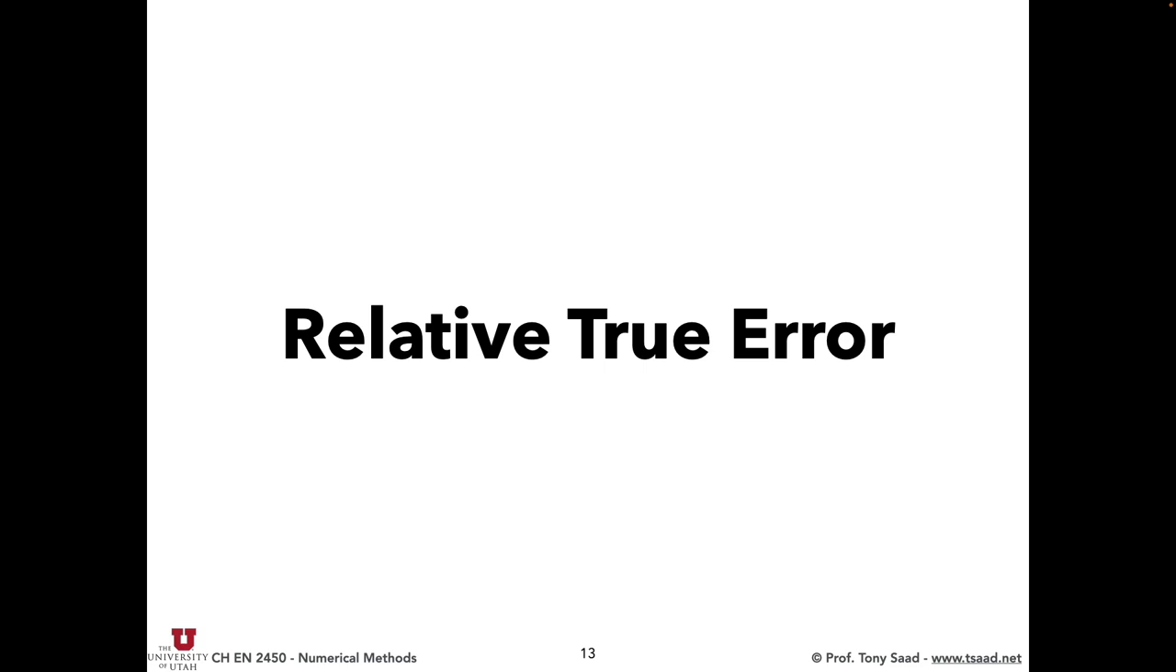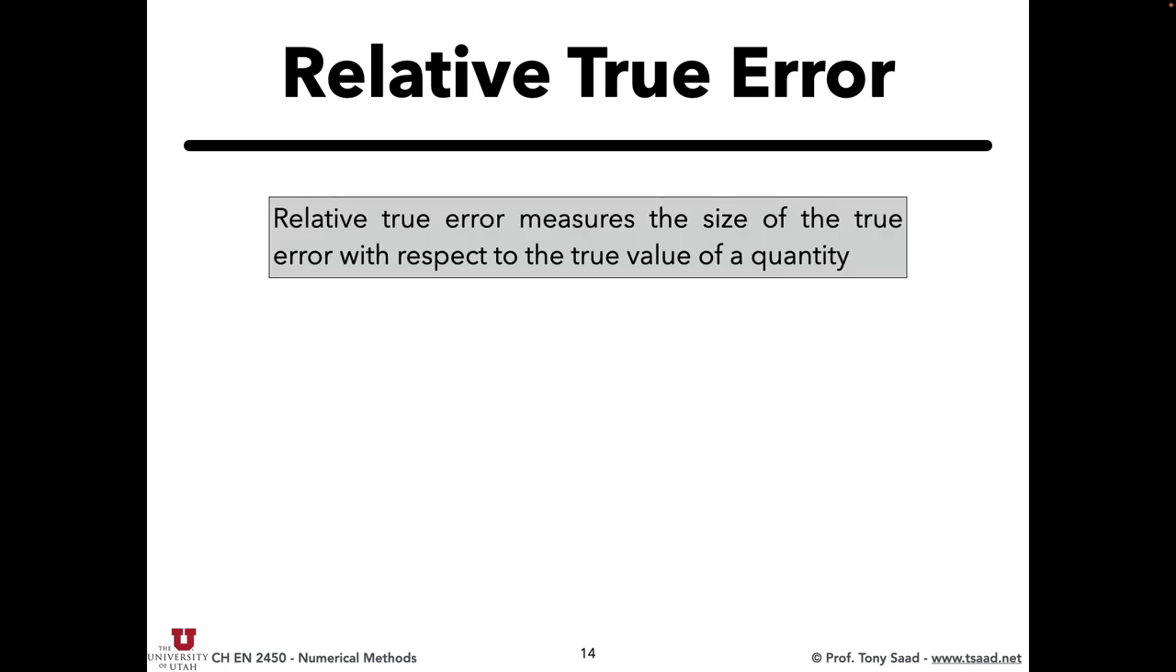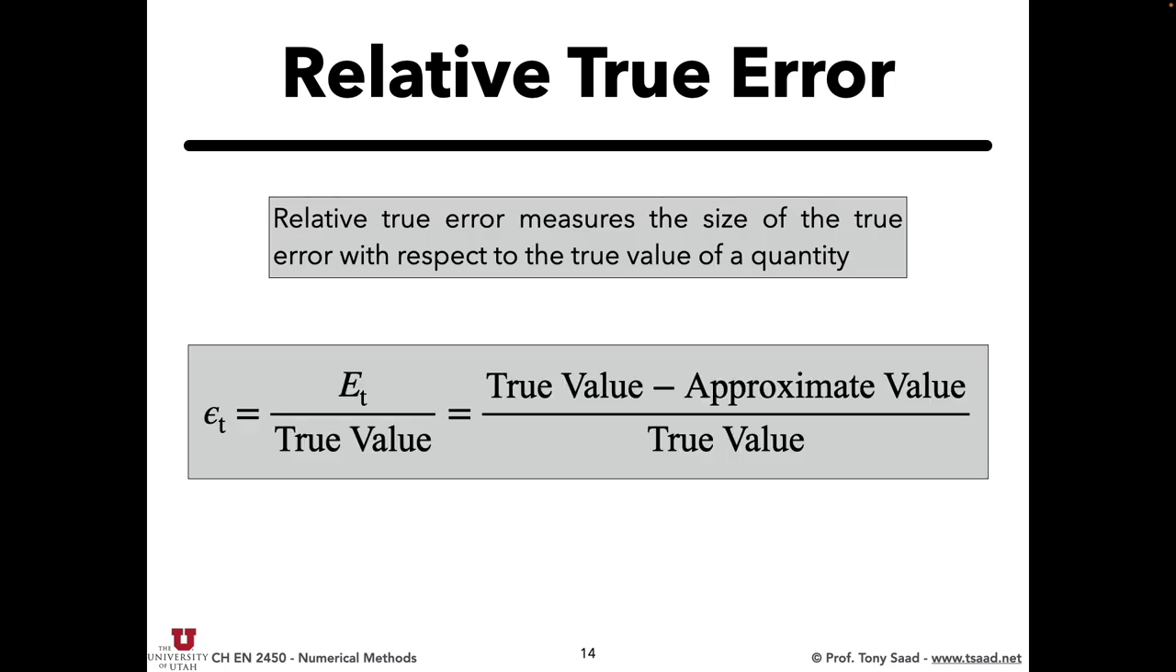To be accurate and more honest about your error reporting, your errors need to be relative to some value that represents the system. In this case, that value is the true value. So we simply define the relative true error, and now I give it the symbol epsilon as opposed to capital E, as your true error over the true value. So now we have a reference with which to evaluate how the error is changing.